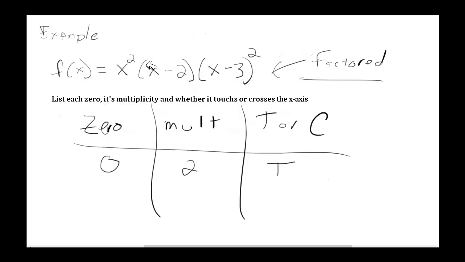Next zero is here at the number 2, because remember, it's got to be opposite. You've got to make this middle thing turn into a 0. Its multiplicity is 1. Remember, you can always put a 1 here. And since 1 is an odd number, it's going to cross. And its last zero is at 3. It has multiplicity of 2, and it's going to touch as well. It's really easy if it's factored, and if you have a problem that's not factored, you need to factor it in order to find the zeros and the multiplicities. Okay, let's look at another question.